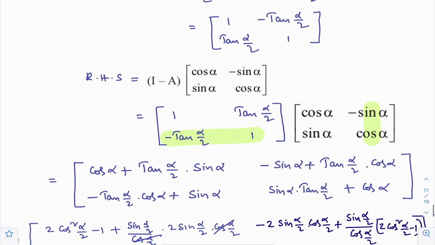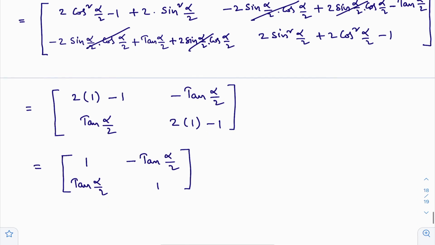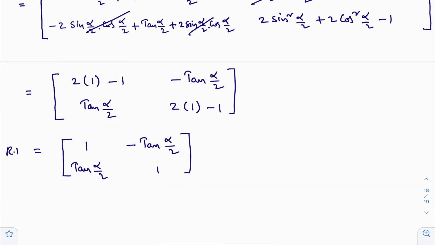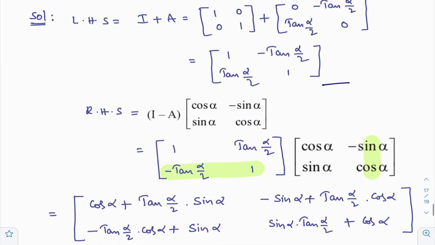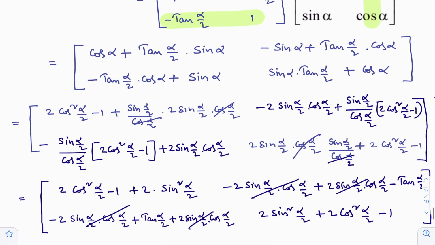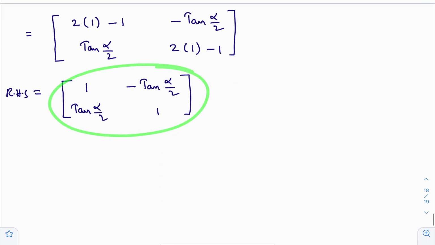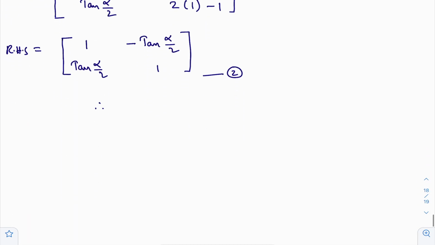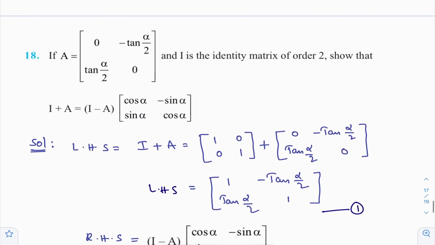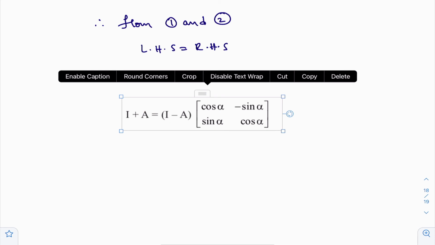See here, actually we simplified RHS. When I simplify this RHS, we got like this. Okay. What is this? This is RHS. Okay. LHS. You observe, this is LHS. LHS, what you got? 1 minus tan alpha by 2, tan alpha by 2, 1. RHS, what you got? 1 minus tan alpha by 2, tan alpha by 2, 1. LHS is same as RHS. Therefore, here I'll take it as 2. Here I took it as 1. Yes, from 1 and 2, therefore, from 1 and 2, LHS equal to RHS. So finally conclude, what is LHS, what is RHS? Here this LHS, RHS both are there here. So therefore, right, we proved this one.